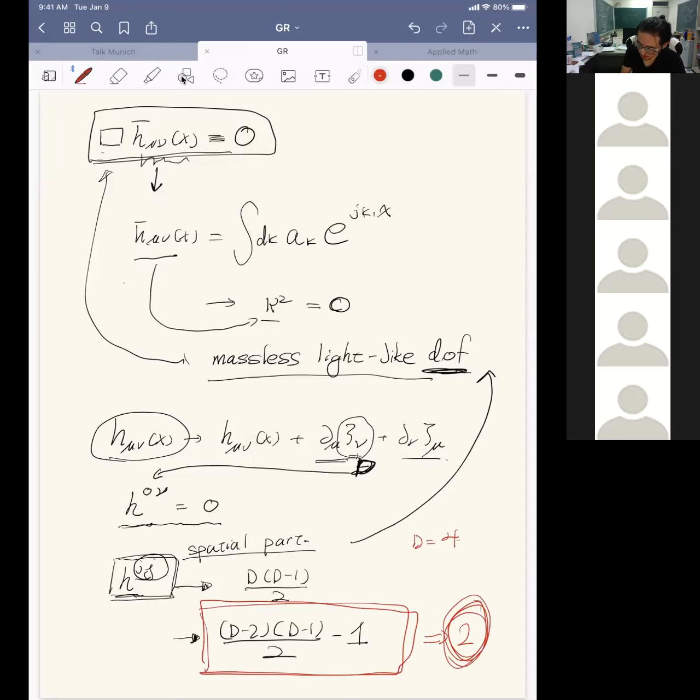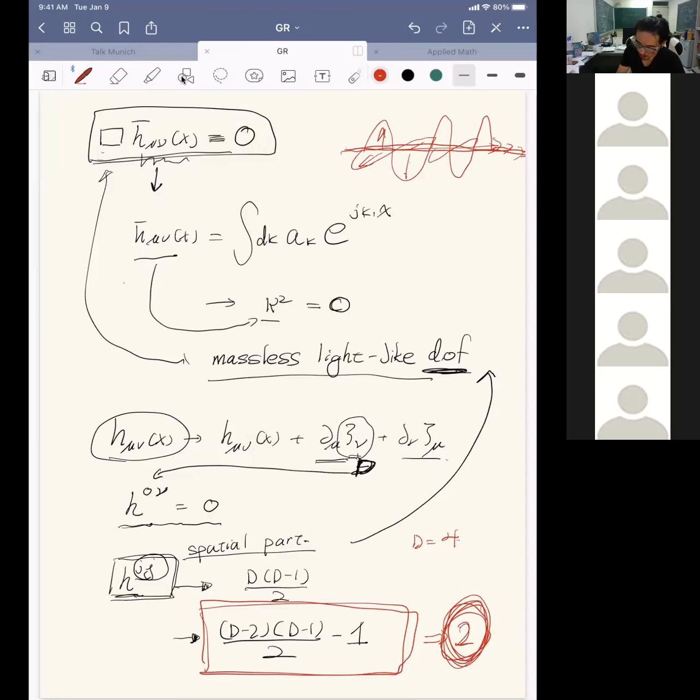These 2 degrees of freedom are similar to the Maxwell field, where, as drawn in class, if you have an electromagnetic wave, you have 2 directions of oscillation that are perpendicular to the direction you're traveling. Here, similarly, you have exactly the same thing for gravity as well. You only have 2 degrees of freedom in 4D.